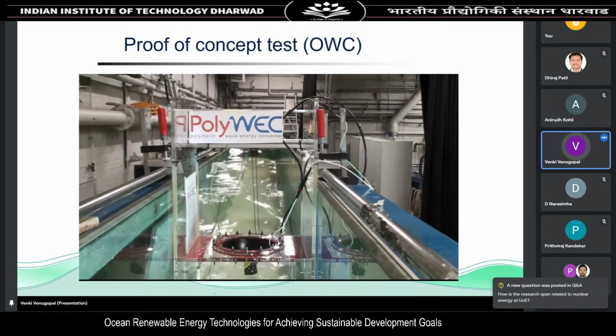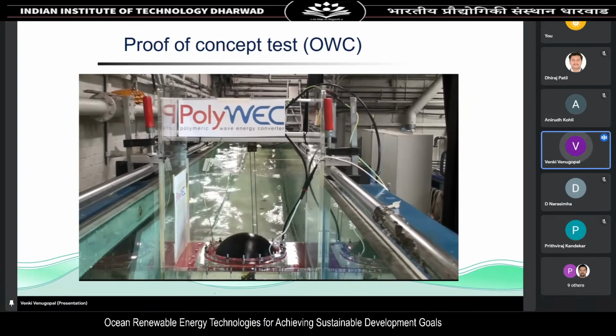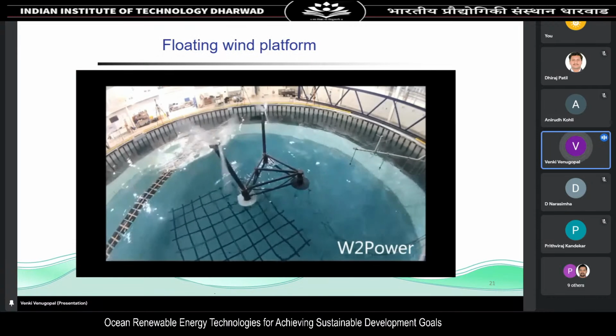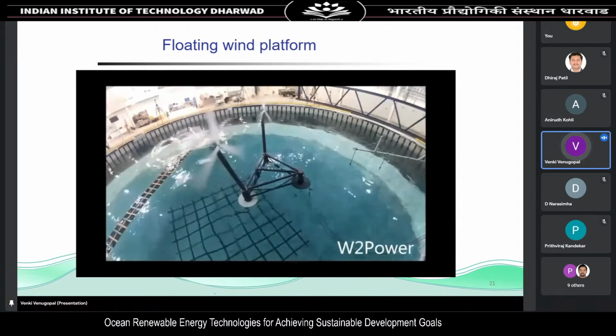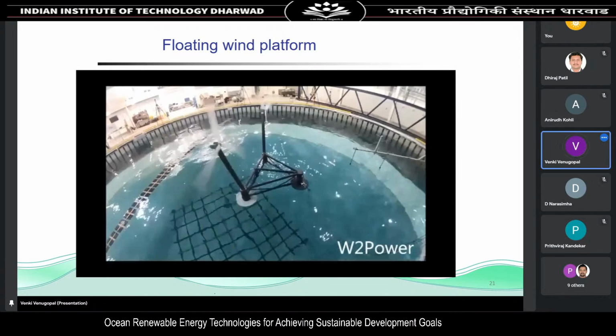This is another concept of wave energy converter based on polymers. And again, this is a new concept that we developed and tested here. And here is a small-scale offshore floating wind turbine being tested in the same facility.